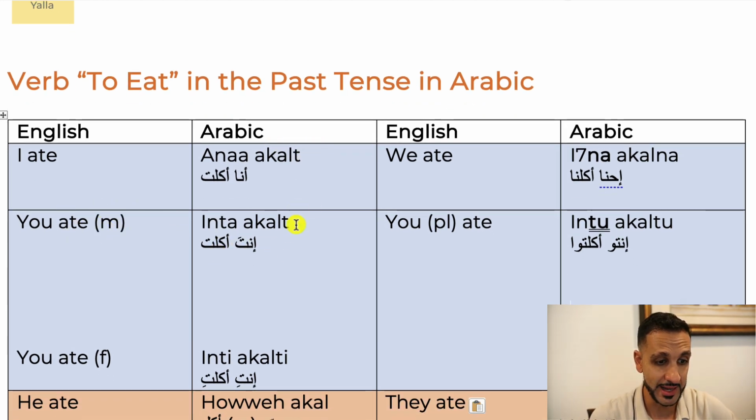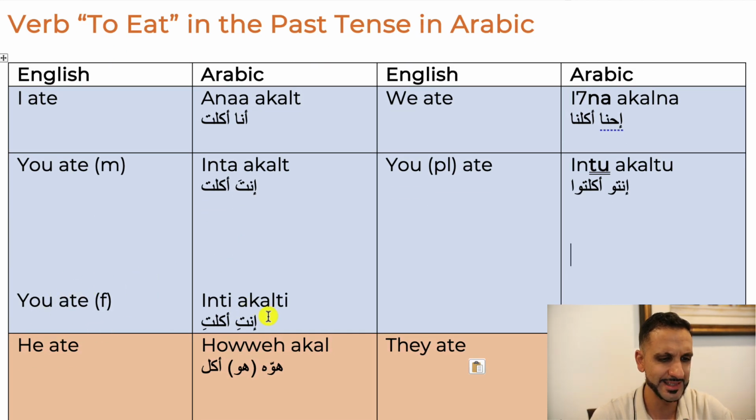And what do we notice here? The ana and the inta are the same. They're conjugated the same way. Ana akalt, inta akalt. This can be applied to all past tense verbs bil Arabi. Okay, so ana akalt, inta akalt. Ana ruht, inta ruht. I and you masculine are the same. Quick tip for you guys.